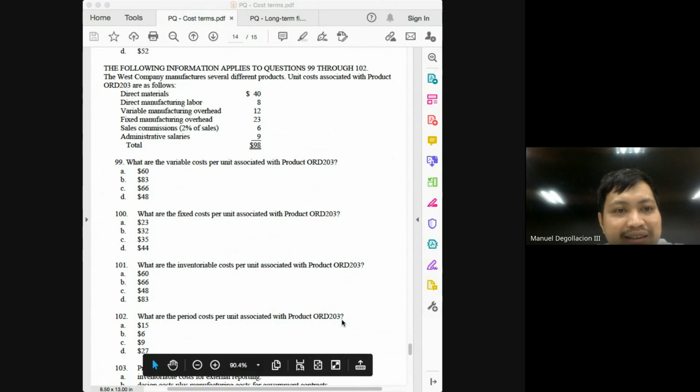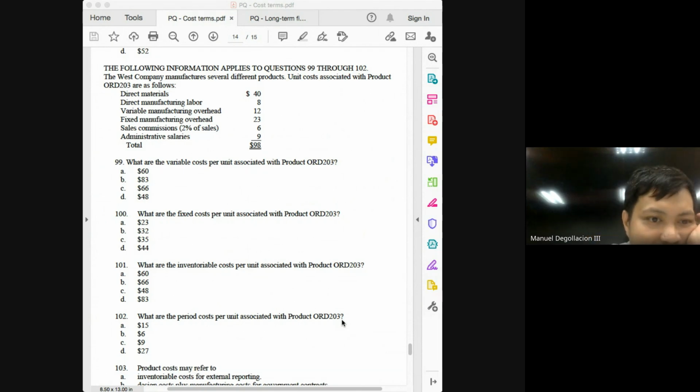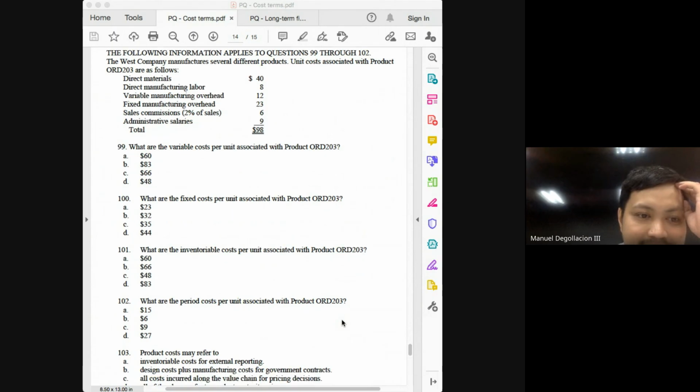Fixed cost per unit, fixed manufacturing and administrative salaries, you will have 23 plus 9. That would be 32. What are the inventoriable costs? Only those that are related to production: 48, 12, and 23. 35, 75, 83. Is it 83? Yes. What are the period costs per unit associated with product ORD 203, sales and administrative salaries? So that would be 15.